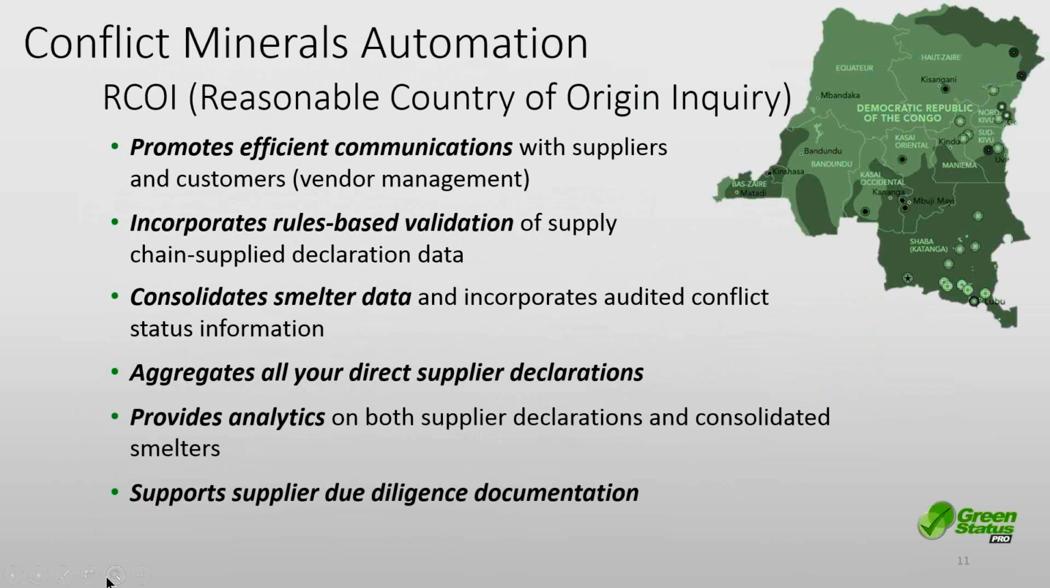So looking at how conflict minerals automation relates to RCOI, this system, whether it be software or service, needs to help enable the rapid communication with suppliers and customers. This is done by validating your supplier's data, consolidating that data, and aggregating their declarations, while providing the analytics you need to report to your customers on your supply chain. In case a customer requests evidence on your due diligence, you need to be able to provide them documentation of what you have done for due diligence with your suppliers.